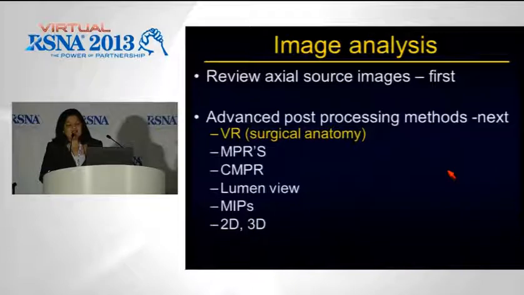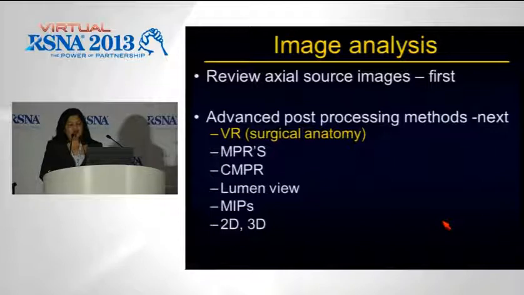The axial images give us most of the information. They are not adulterated by any of these post-processing methods. So you really want to look at the axial images to see what you see, and then interrogate each graft separately using these methods depending on what workstation you're using.